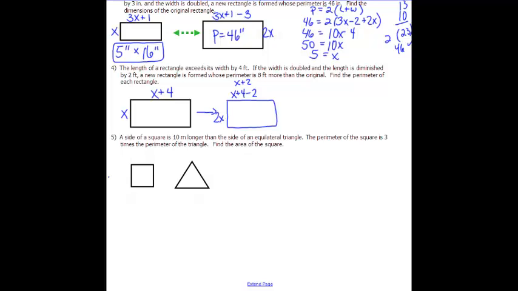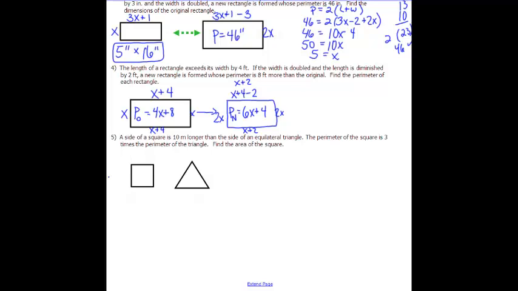And you're saying, yeah, but they didn't give me any perimeter here. Well, guess what? We have to set up an expression for each perimeter. So I'm going to write perimeter sub O, which represents perimeter of the original. So I have x plus 4 plus x plus 4 plus x plus x. So that's going to be 4x plus 8. The perimeter of my new is going to be P sub n, which is x plus 2 plus x plus 2 plus 2x plus 2x. So that's going to be 6x plus 4.